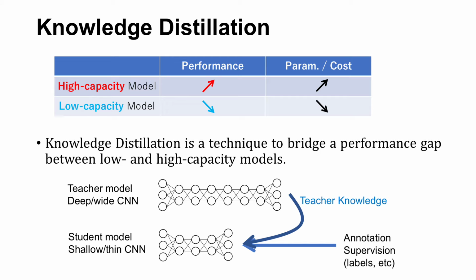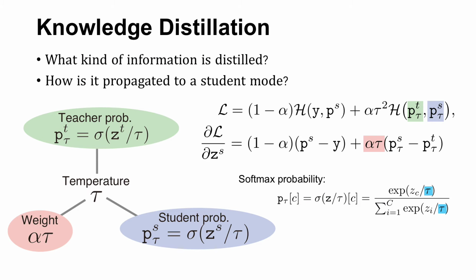To that end, during training of the low-capacity student model, the method injects not only the supervised annotation information, such as labels, but also knowledge that the high-capacity teacher model has. Such a KD process is formulated in this loss function, which combines standard classification loss and cross-entropy between the softmax probabilities of student and teacher. Here, the key component is the temperature, which is applied to these probabilities, as well as the weight. This entanglement makes it hard to analyze KD.